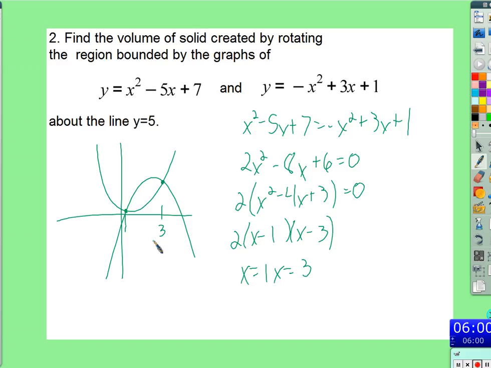Now, we should get an idea of what the relationship is between the parabolas and the axis of rotation, y equals 5. How can we figure that out? Is the axis above it? Is the axis y equals 5 above it? Does it go through it? Is it below it somehow? Like, did I just draw these parabolas too low? Get an idea of that?